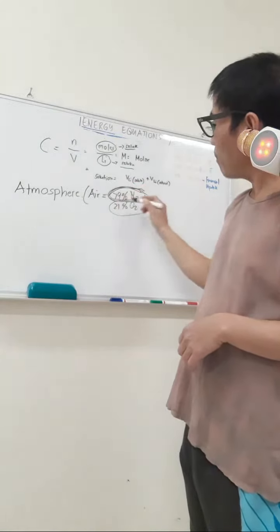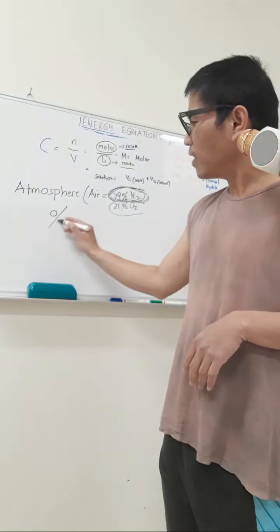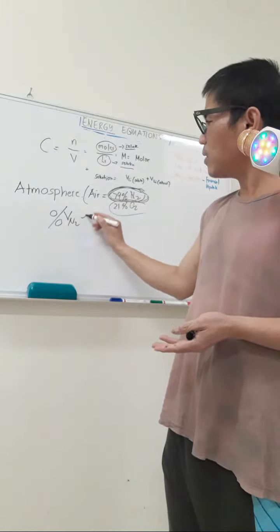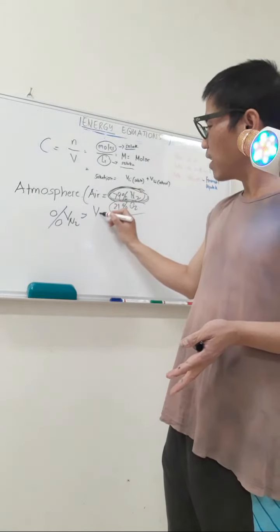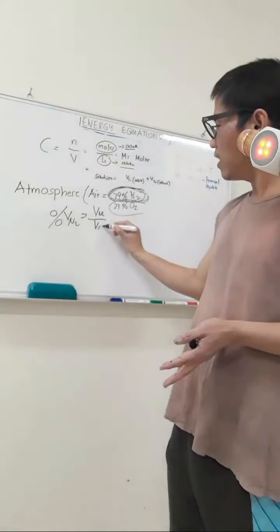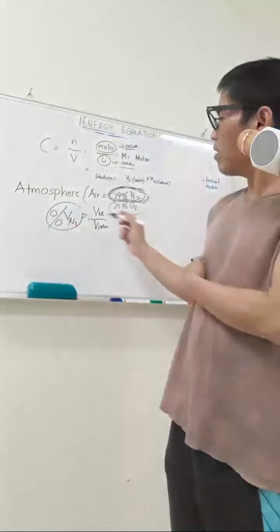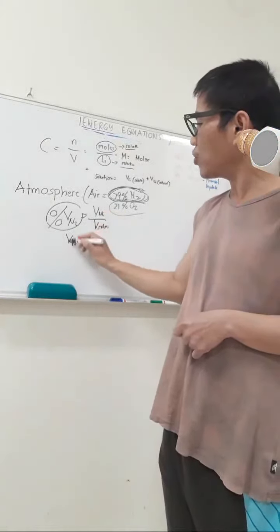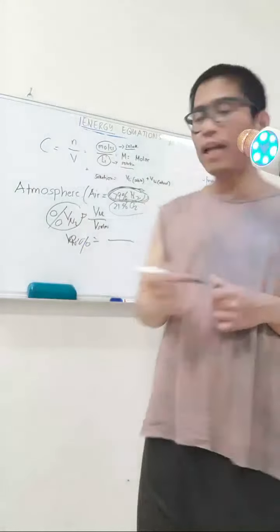So that is a percentage, percentage by volume. The percentage by volume of nitrogen gas is equal to the volume of nitrogen in the numerator over the volume of the solution, times 100. So the volume of N2, percentage is equal to, and the volume of the solution is 100 ml.